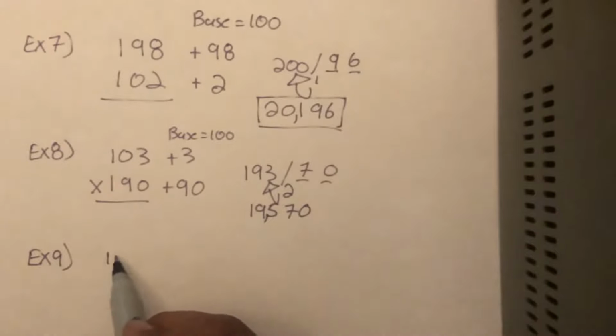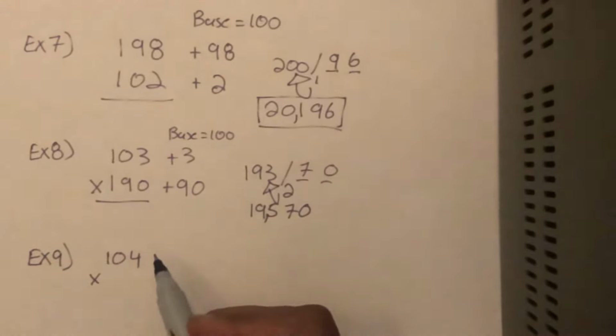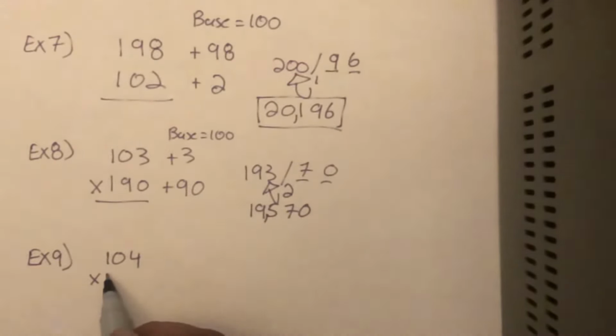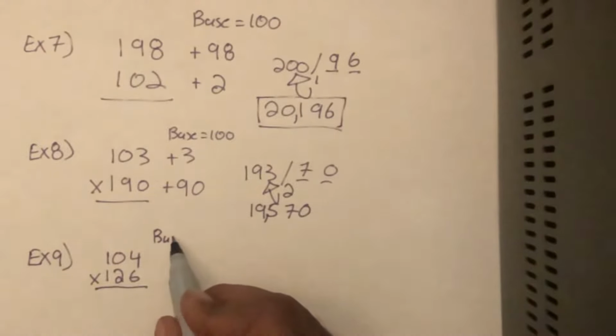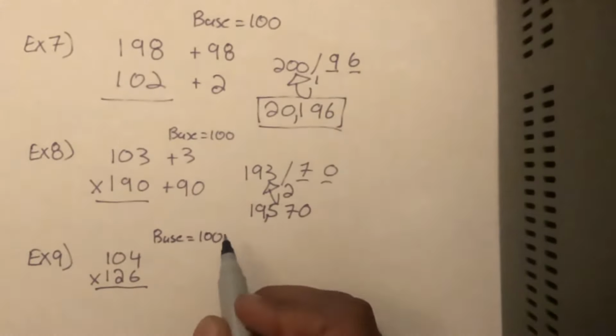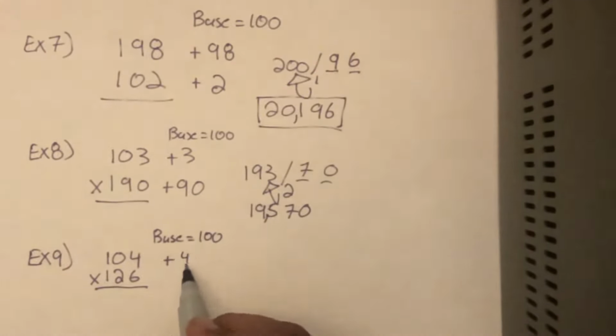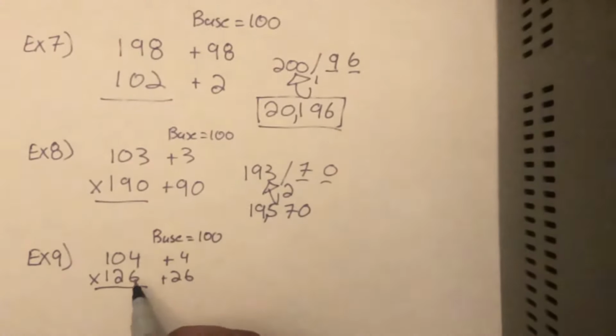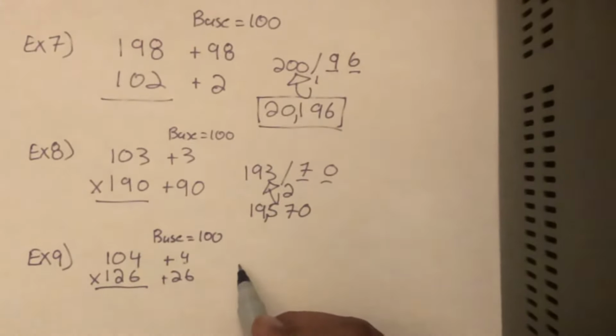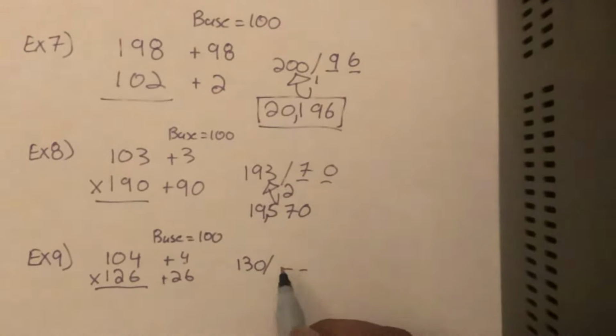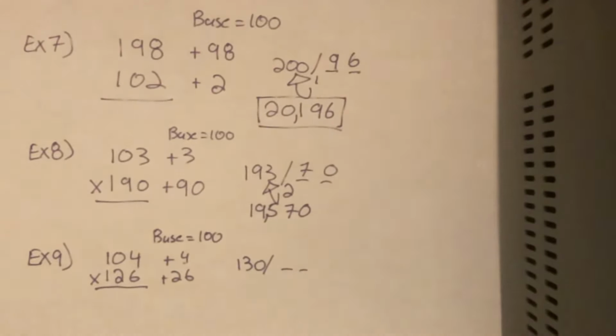Let's do 104 times 126. So base is 100. Surplus of 4, surplus of 26. I'm going to cross add this way. 126 plus 4 is 130. Put a slash, 2 spaces, since our base is 100 with 2 zeros.